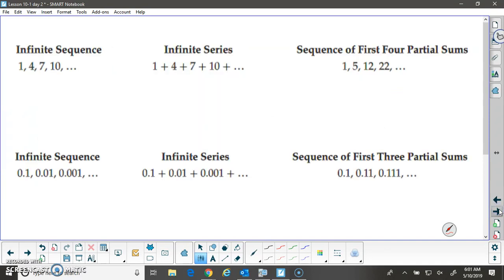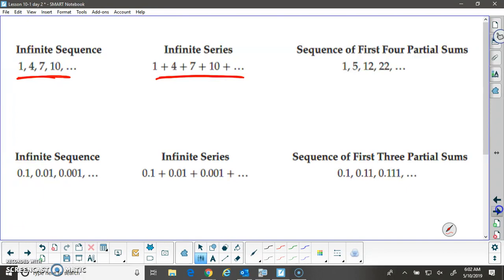So here's some more examples. You can see that the first example right here represents an infinite sequence, and this would represent the same set of numbers, but as a series, it would also be infinite. And so if we talk about partial sums, you can see each term. The first term is 1, the second term is 4, the next term is 7, and then 10. You can see the pattern is it's going up by 3.